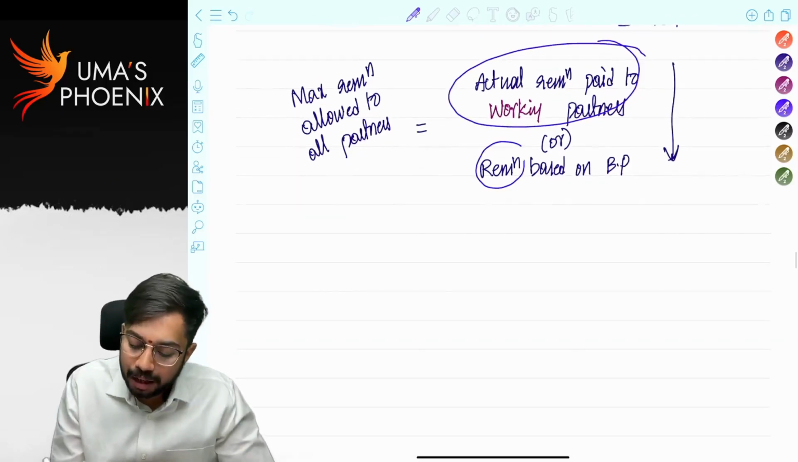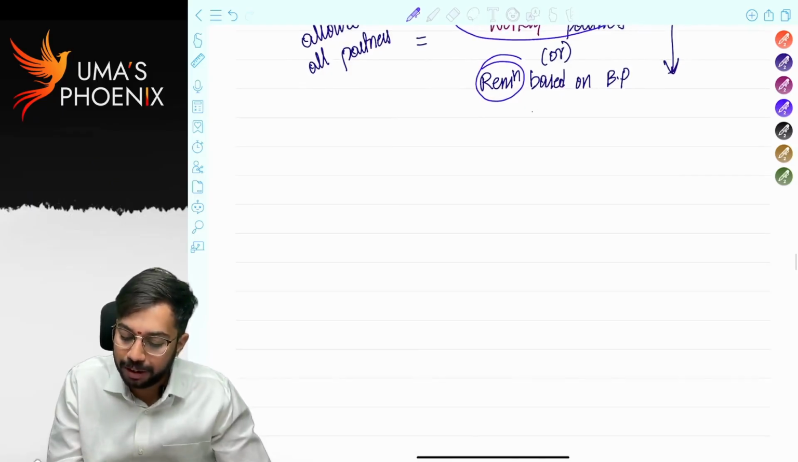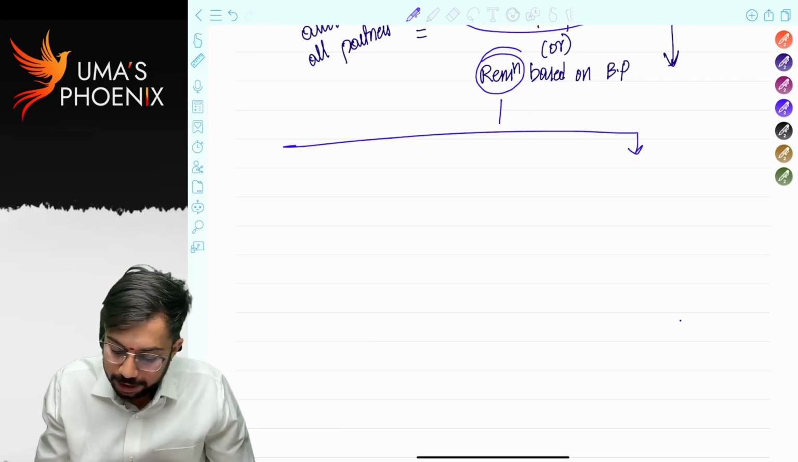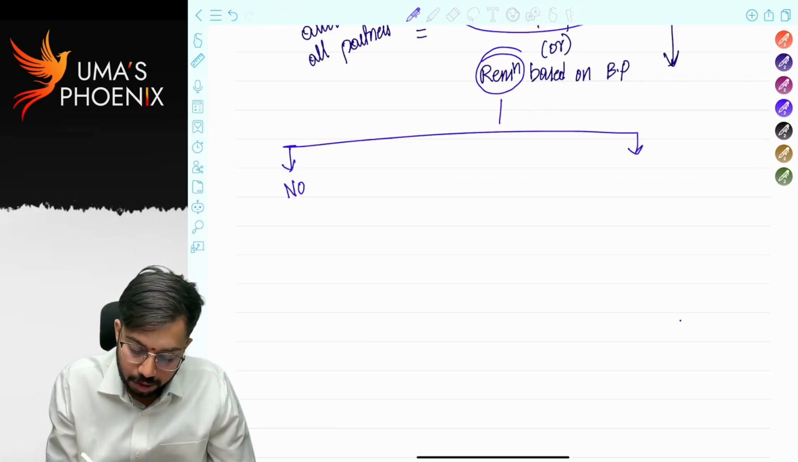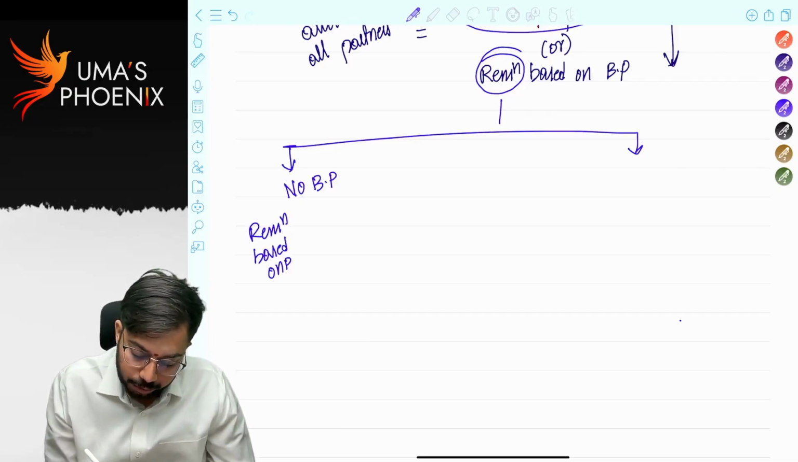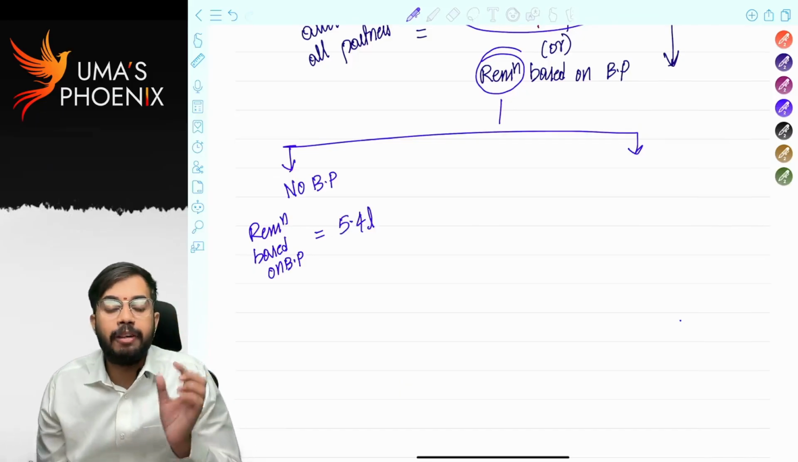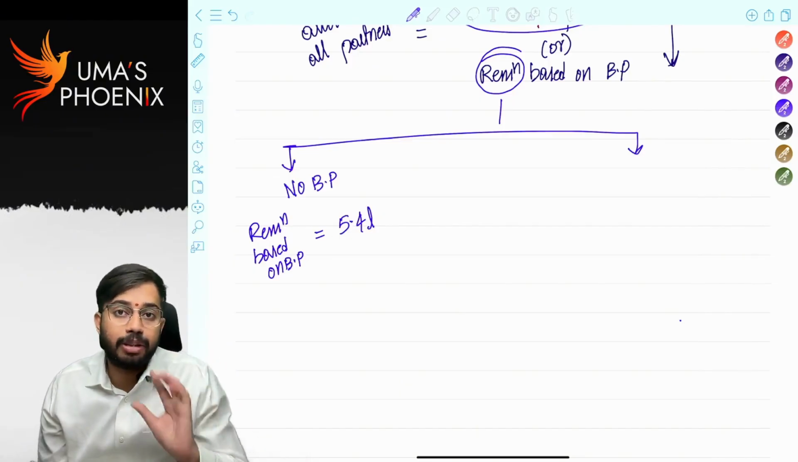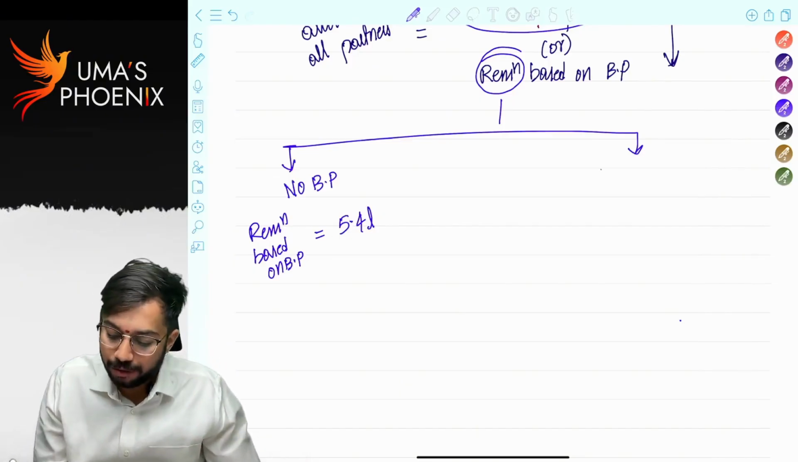Now, how to calculate remuneration based on book profits? If there are no book profits, then remuneration based on book profits is equal to 5,40,000. That means if there are book losses or no book profits, remuneration based on book profits is equal to 5,40,000.